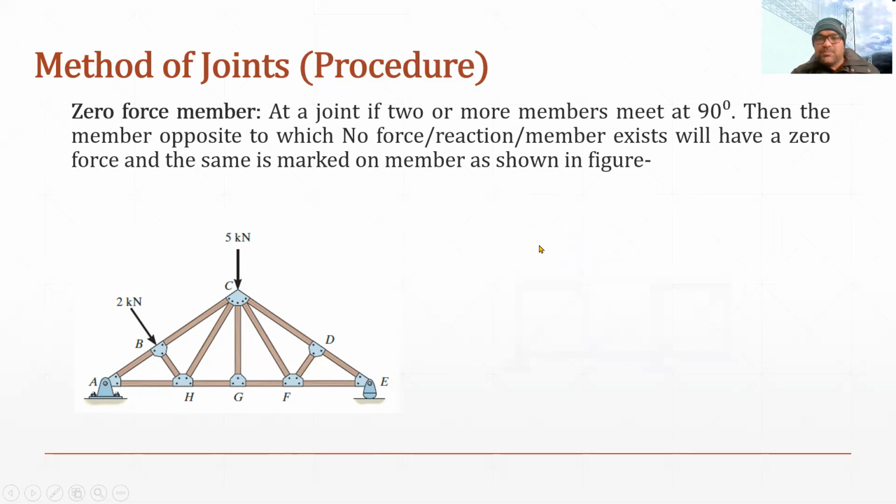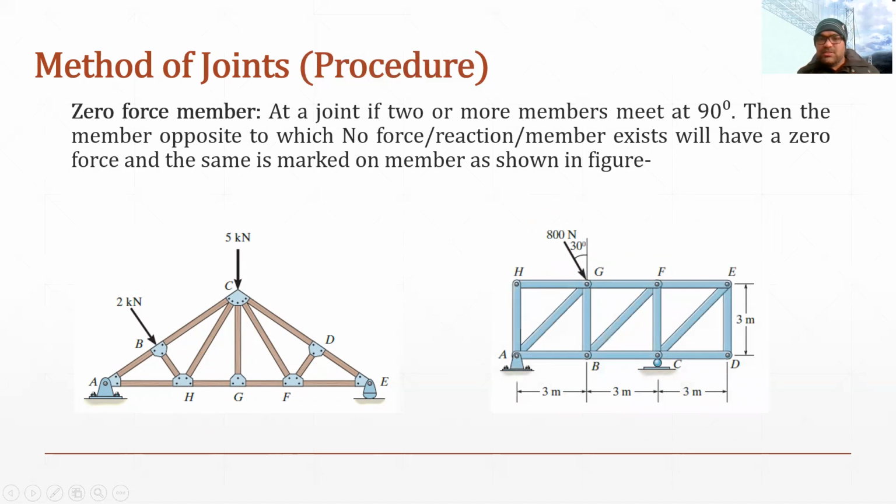If we take another example, like the case of this truss, you can see if we consider joint H, members AH and HG are meeting at 90 degrees. Opposite to member AH will be this side, and opposite to member GH will be this side. So there is no force, no member opposite to them. That is why members AH and HG will also be considered zero force members.